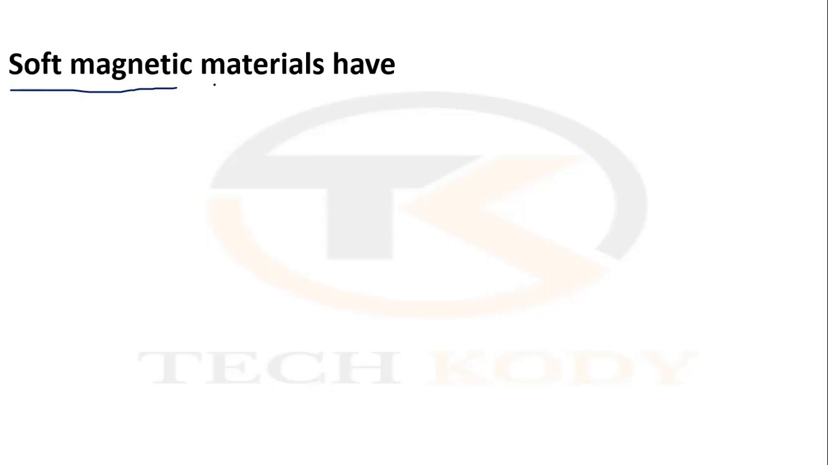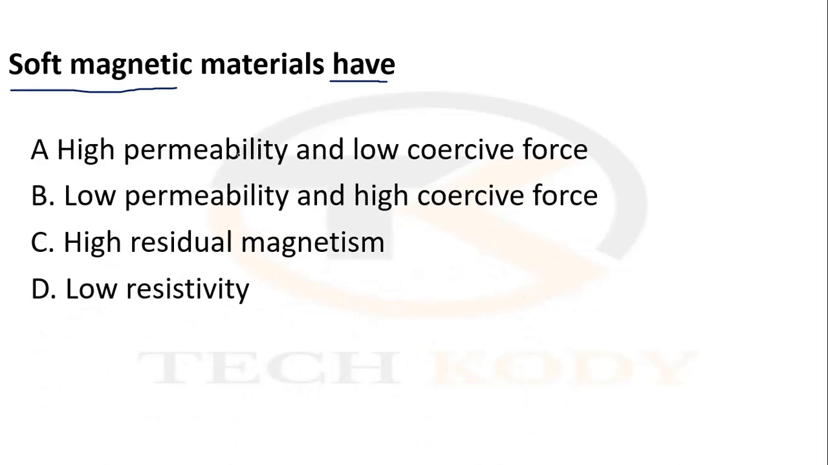Soft magnetic materials have, here you can see, high permeability, low permeability and high coercive force, or high residual magnetism and low resistivity. Here you can see that soft magnetic materials have high permeability and low coercive force.